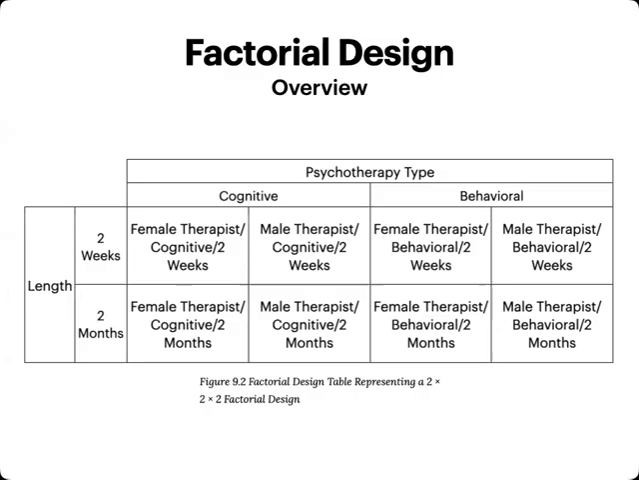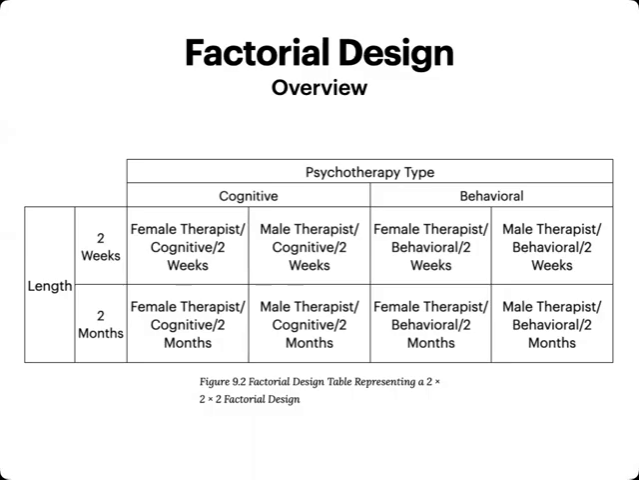Technically, factorial designs can include any number of independent variables and levels you choose. For example, look at the figure in the slide. This experiment includes the type of psychotherapy, cognitive versus behavioral, the length of psychotherapy, 2 weeks versus 2 months, and the gender of the psychotherapist, female versus male. So this is a 2 by 2 by 2 factorial design, and there are eight conditions.